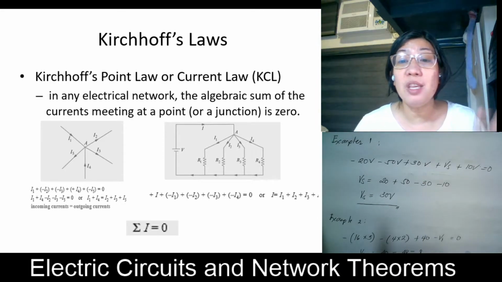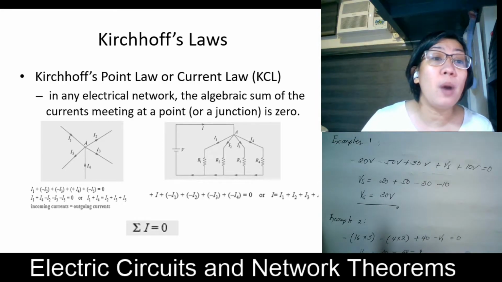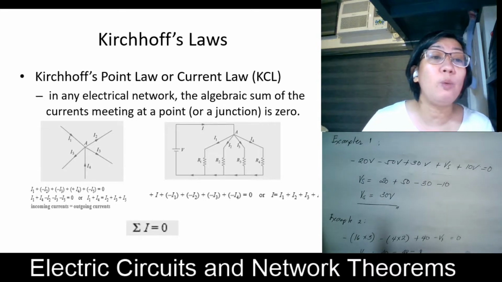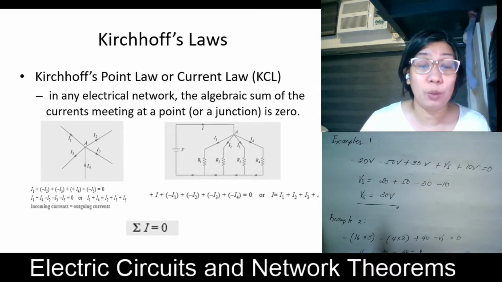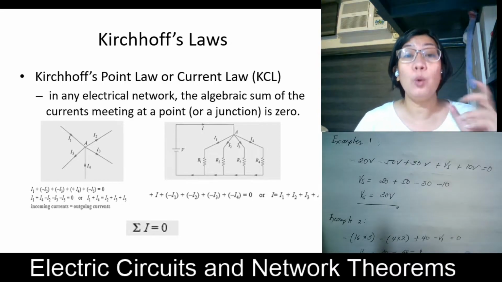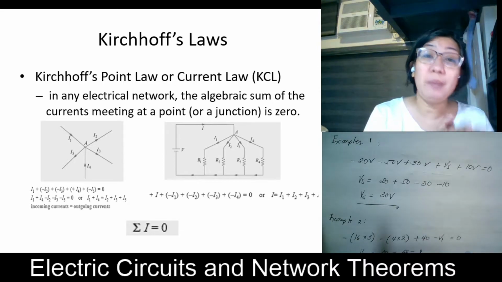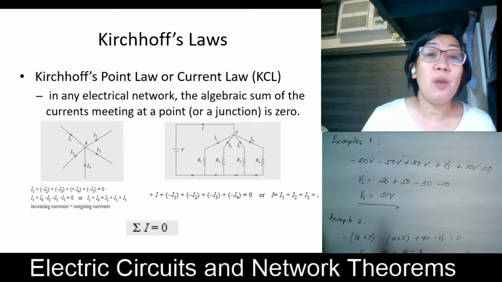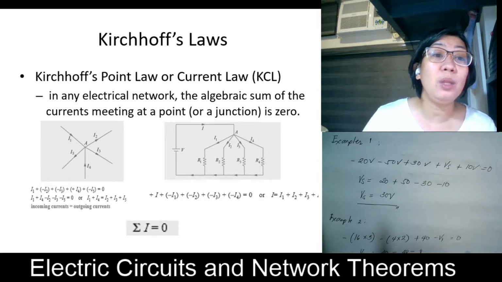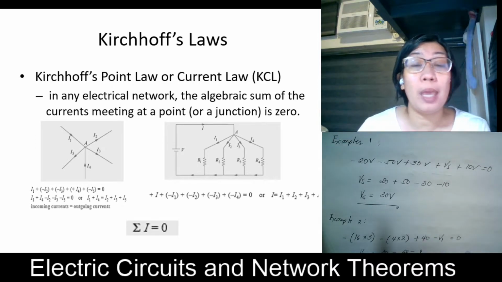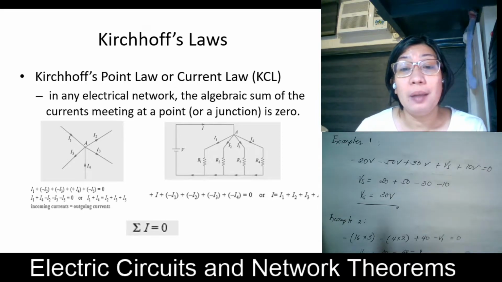Or rearranging the formula now, we have I1 plus I4 minus I2 minus I3 minus I5 is equal to 0. Okay? So, combining together those with the same signs, we will be having I1 plus I4 is equal to I2 plus I3 plus I5. Or simply, incoming currents is equal to outgoing currents, like that. Okay?